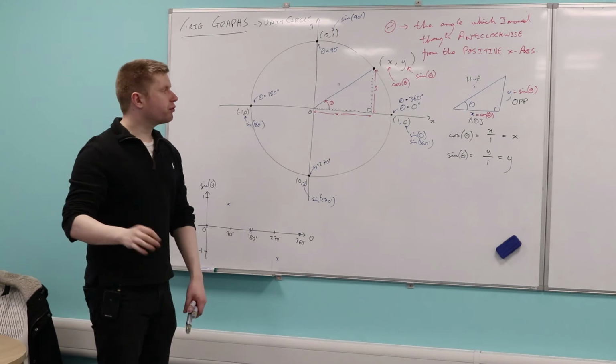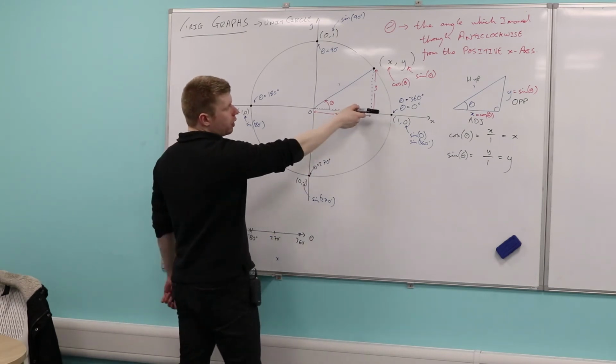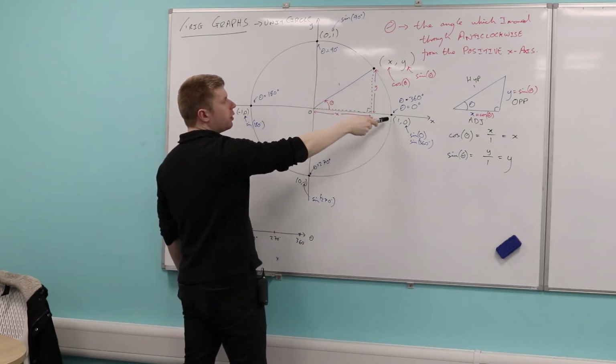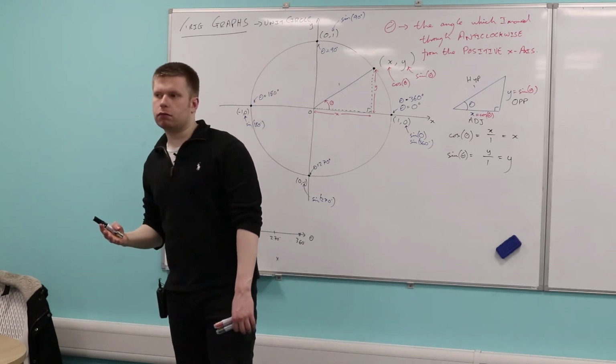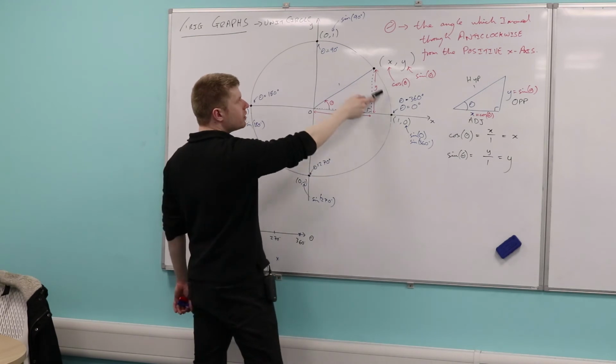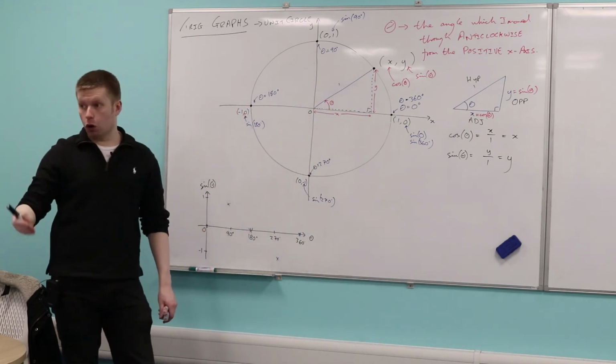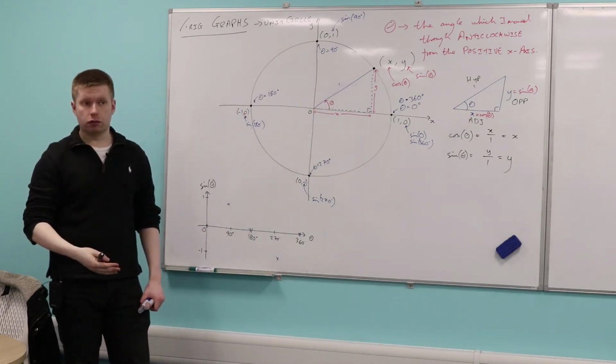Think about where it comes from. When I'm moving through my angle, because it comes from a circle, are you happy a circle is a curved line? So in other words, the rate of change of the circle is not constant. Think about it.